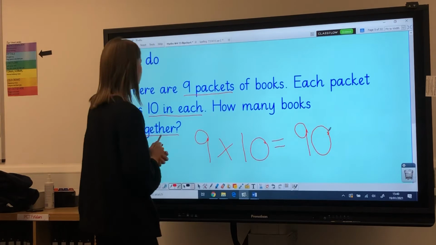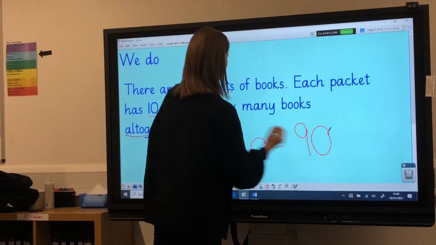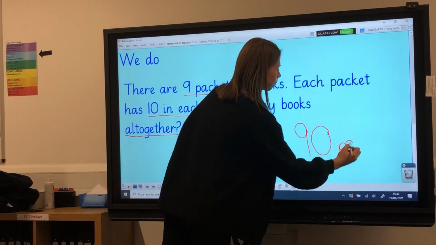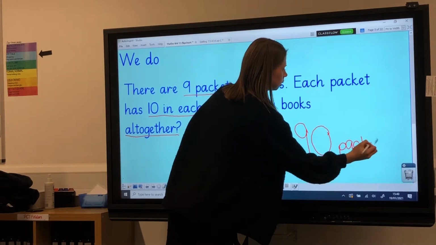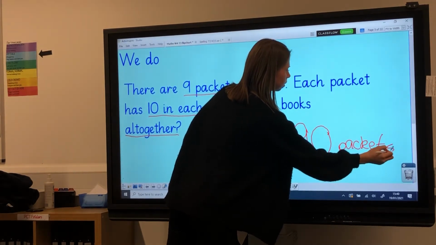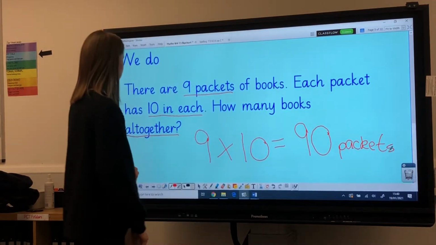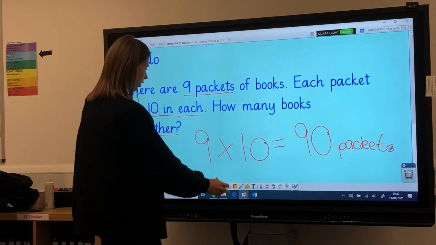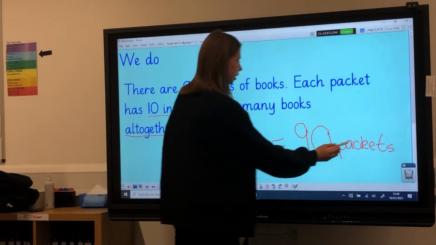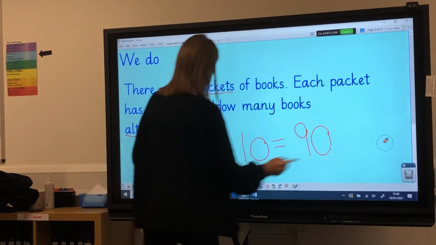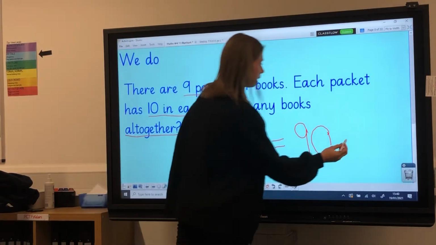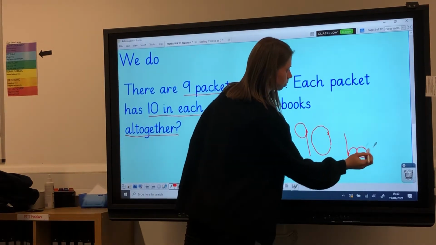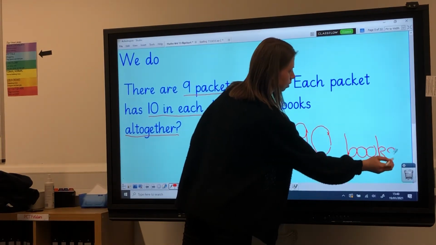So there are 90 packets. 90. There's not 90 packets, is there? There's 9 packets of books. So we need to find out how many books there are. So there's not 90 packets. There's 90 books, isn't there? So even Miss Burke gets things a little bit wrong sometimes. 90 books. There we go.